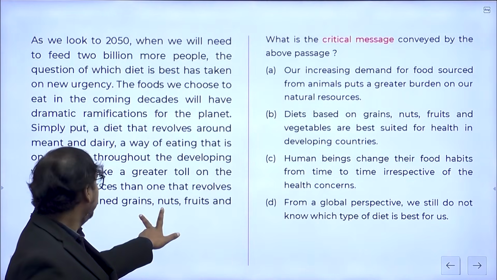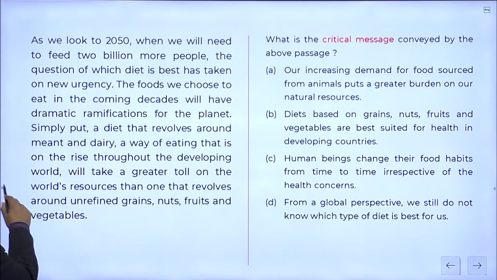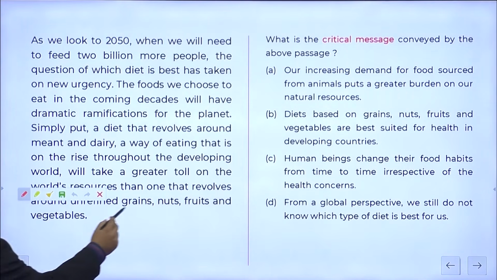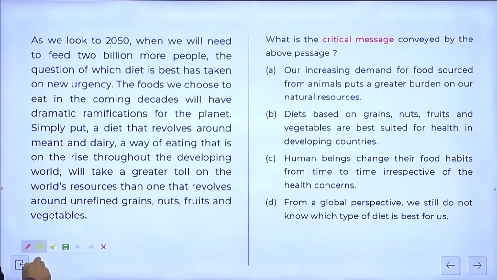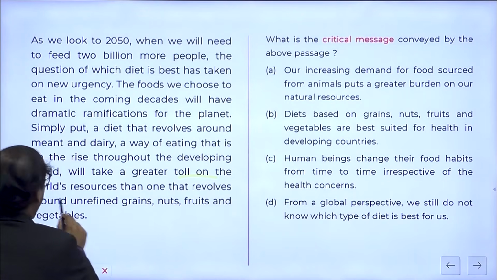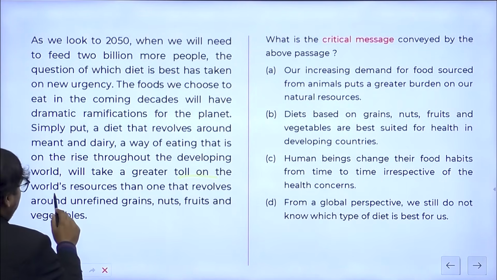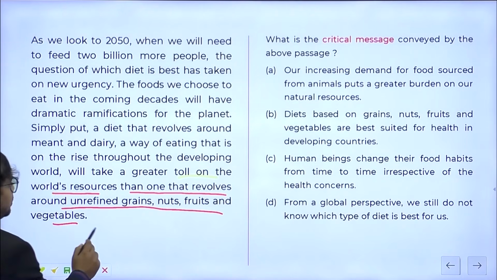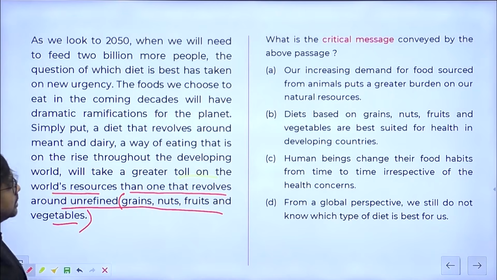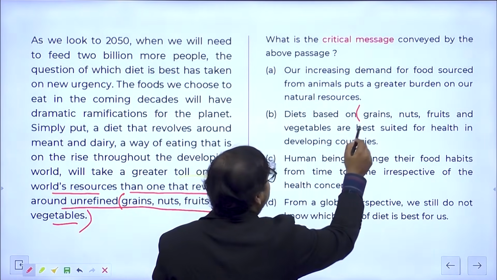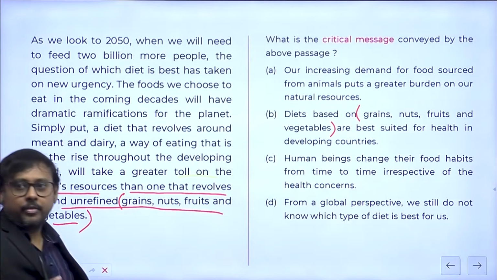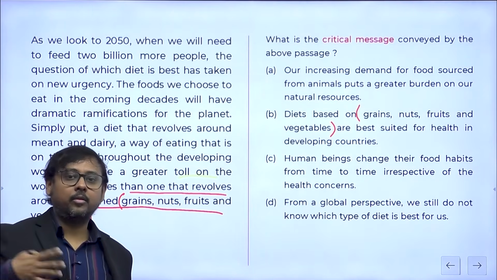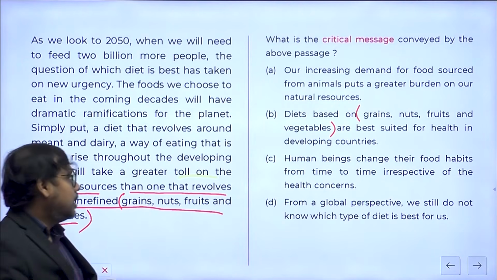Do you know the reason? The reason is that here it is mentioned a greater toll on the resources than one that revolves around refined grains, nuts, fruits and vegetables. Grains, nuts, fruits and vegetables, right? This is the trap. These are called half truths, right?